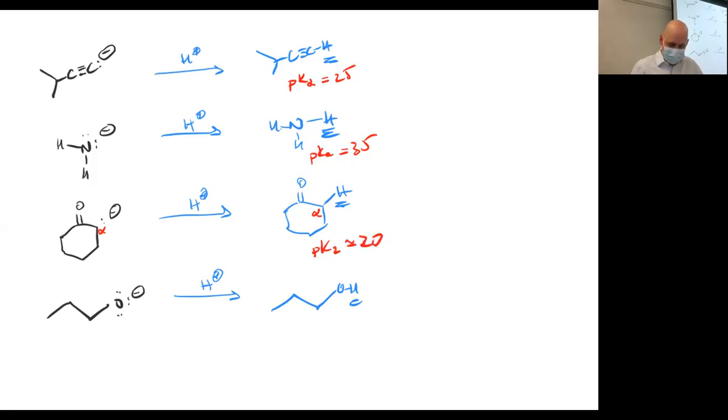All right, and then lastly, we've got an alcohol there. What's the pKa of an alcohol? 16, 18, something like that. Okay, we'll just call it 16. All right, so looking at these, I'm not going to rank these for you. Which of these four molecules is the most basic?